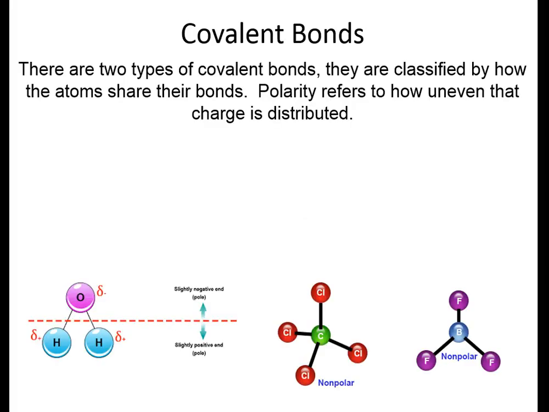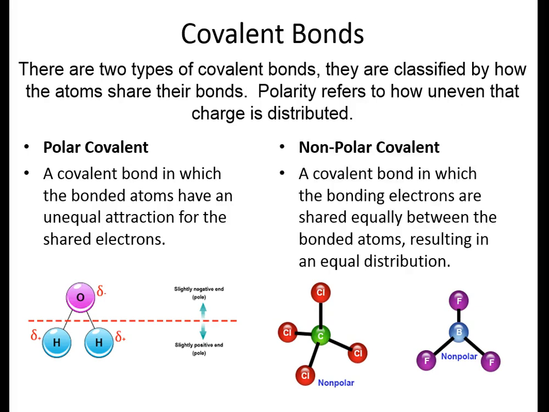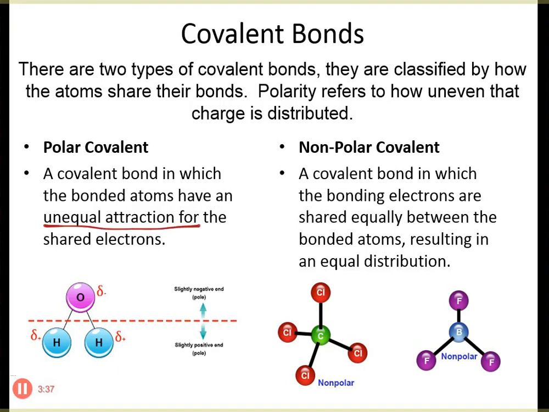Okay, covalent bonds, there are 2 types. You have polar and you have non-polar. Polar, there is an unequal attraction of electrons. That means it's unbalanced. Okay, you have one side that has more electrons. So like this molecule at the bottom right here, this water molecule. Oxygen, if we drew the Lewis structure, it has these 2 lone pairs on top. It's going to pull electrons that way.